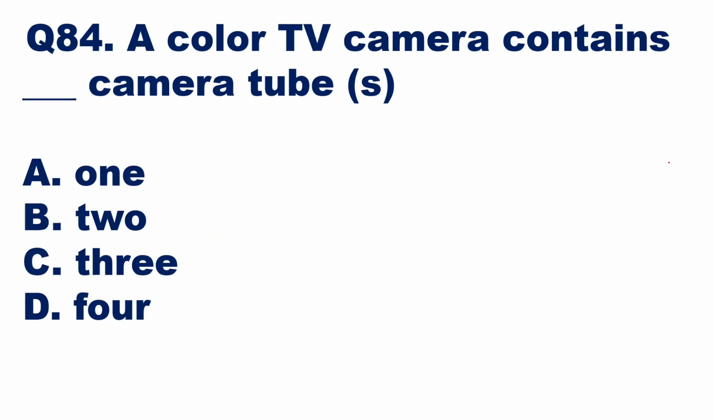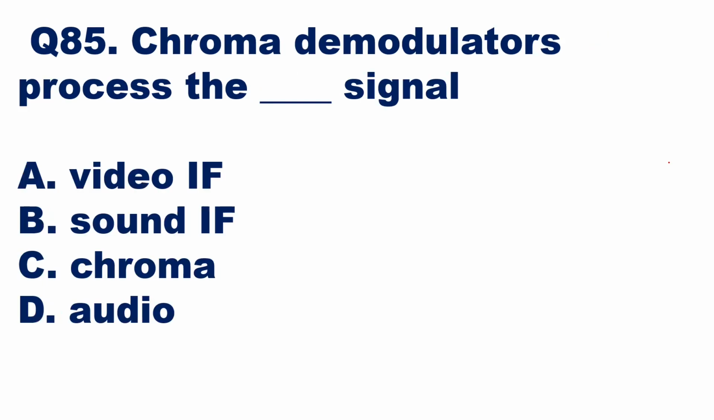Then we'll go to the next question, question number 84. A color TV camera contains dash camera tubes. Now, a color TV camera contains how many camera tubes? Because we have three primary colors, that is red, green and blue, we require three camera tubes. So option C will be the right answer here, 3. A color TV camera contains 3 camera tubes. Then we'll go to the next question.